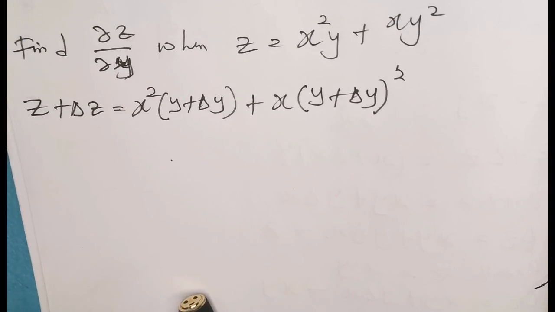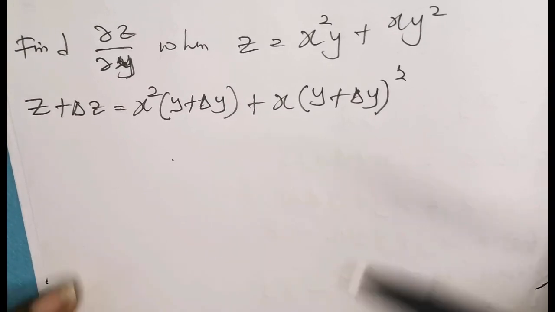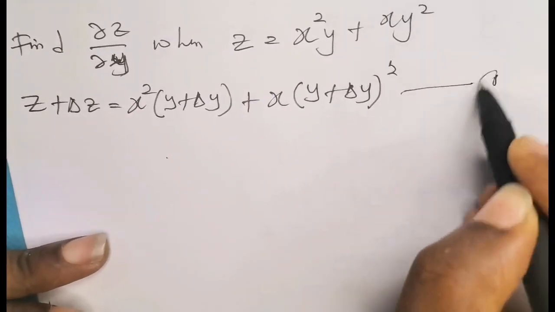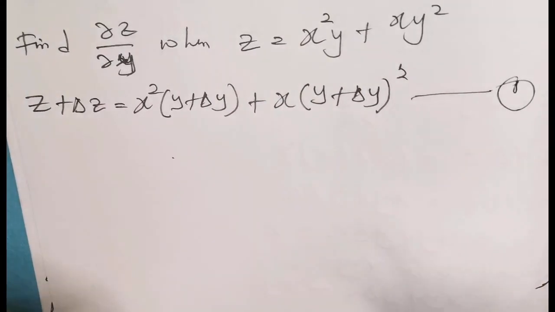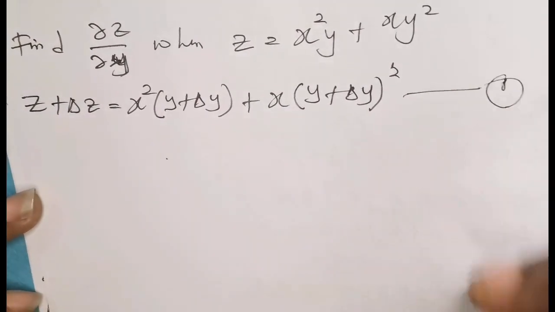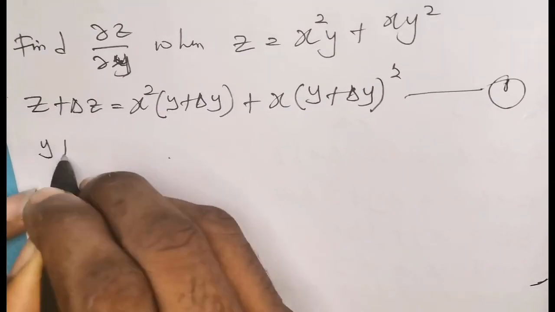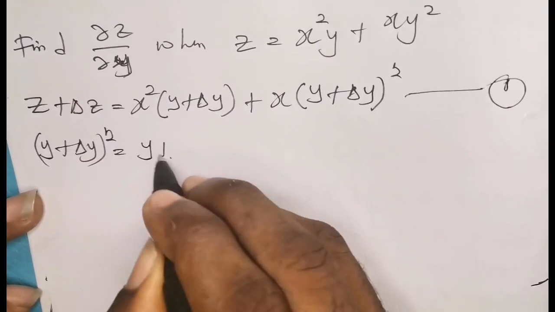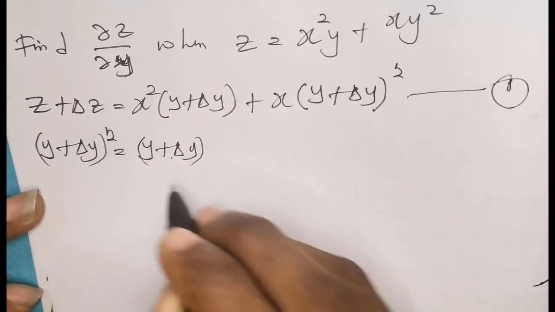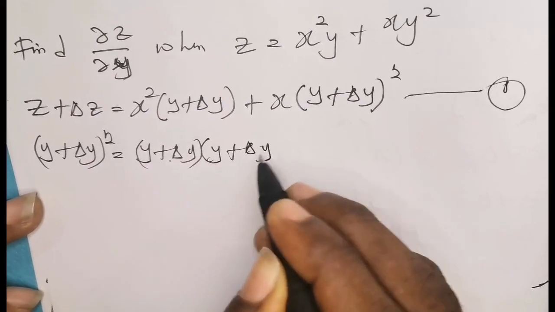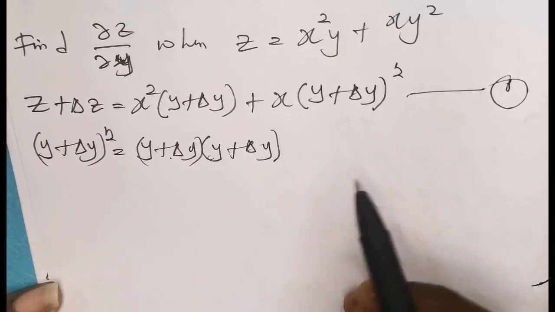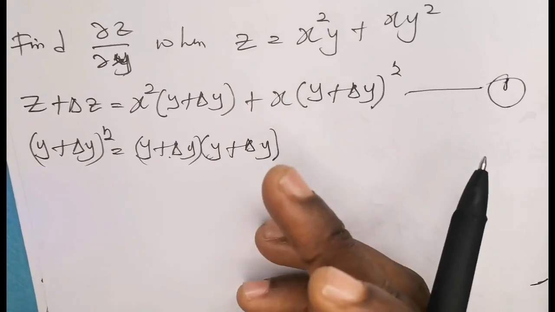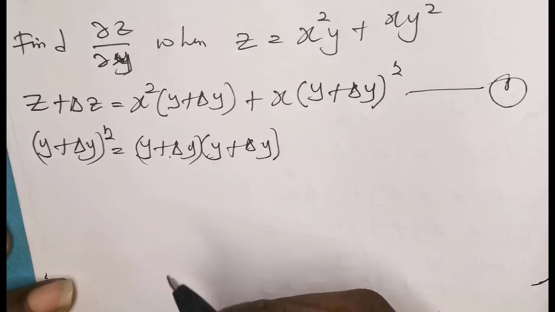Now, before proceeding, let us first of all get this expansion, then substitute back into this equation. So let's simply call this equation 1. Then let's get this expansion separately and substitute into equation 1. We need to expand y plus change in y all squared. This is simple as saying y plus change in y multiplying y plus change in y. Now you can as well use Pascal's triangle for second power to expand this, but let's just go through the normal expansion procedure.